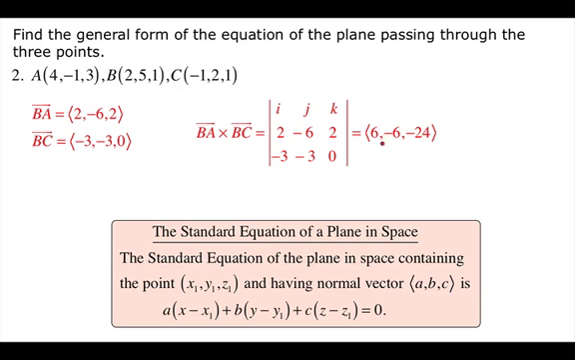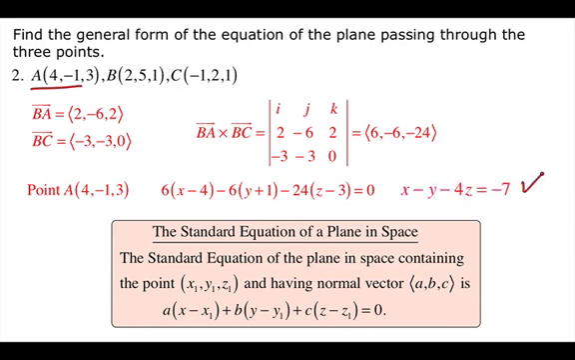So now that I have the normal vector, I'm going to pick a point. I choose to work with point A, normal vector, plug it into this formula. I get the following. I clean it up, and this is my answer. This is the standard form of the plane passing through these 3 points. Let's move on to number 3.